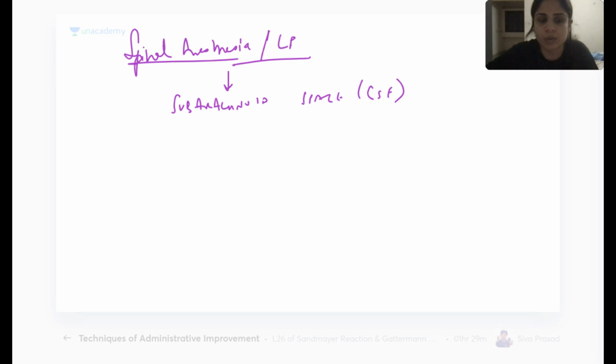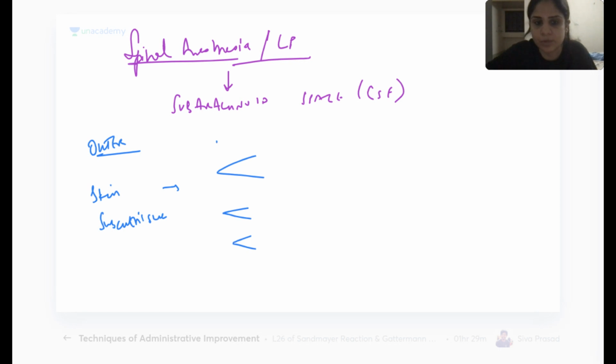What is the outermost layer? Yes, so your skin and subcutaneous tissue will be the outermost layer. After that, what is the next layer? Dura mater, no. Then you have the spinous processes of the vertebra. On top of the spinous processes, you have a ligament which is called the supraspinous ligament. Okay.